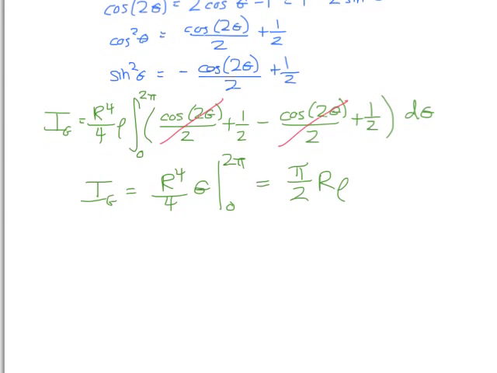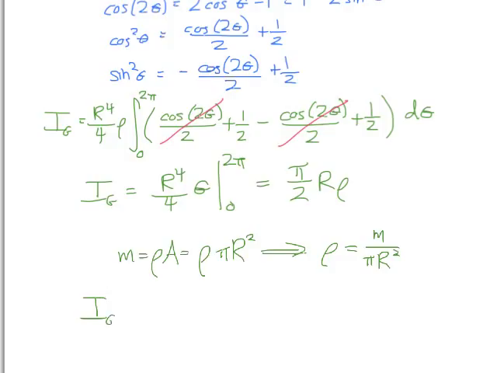We need to take care of our mass. The mass is equal to rho times the area, which is rho times pi r squared, so rho is equal to m divided by pi r squared. We substitute this into the mass moment of inertia about the center of mass, which is equal to pi over 2 r to the fourth rho. Substituting in m divided by pi r squared and simplifying, we get m times r squared divided by 2.